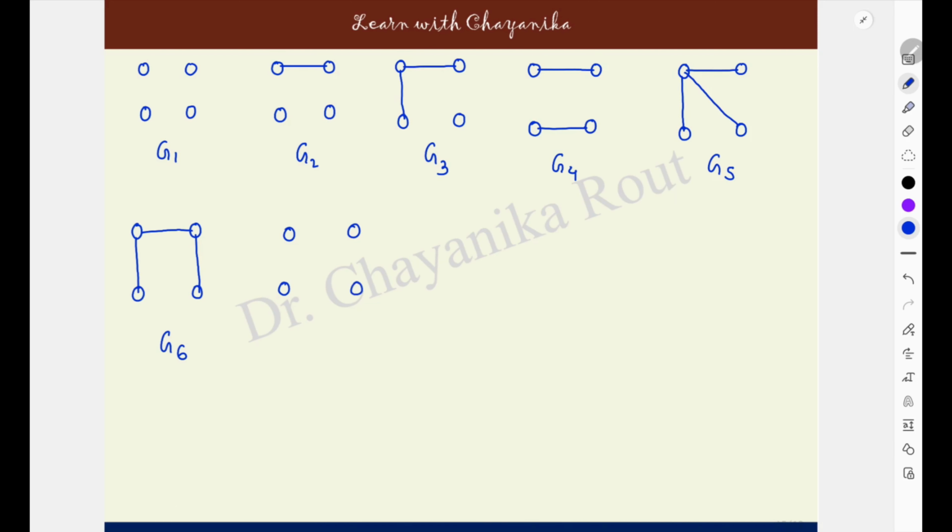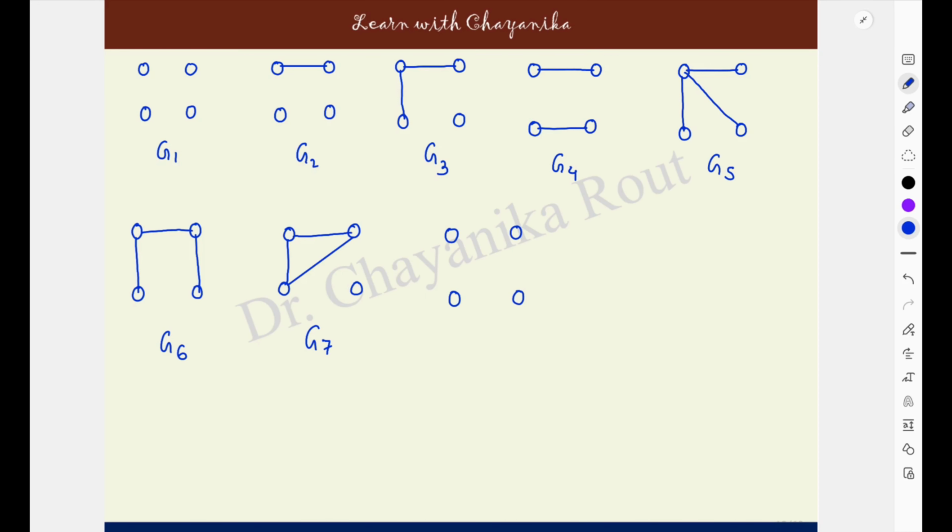So with order 4 and with 3 edges, I could have drawn the graph like this as well, G7. See, how come G7 is non-isomorphic to G6? My reason would be G7 is having one isolated vertex, but G6 has no isolated vertex. So G7 is another non-isomorphic graph in this list. Next, we no longer have any other non-isomorphic graph with 3 edges on 4 vertices.